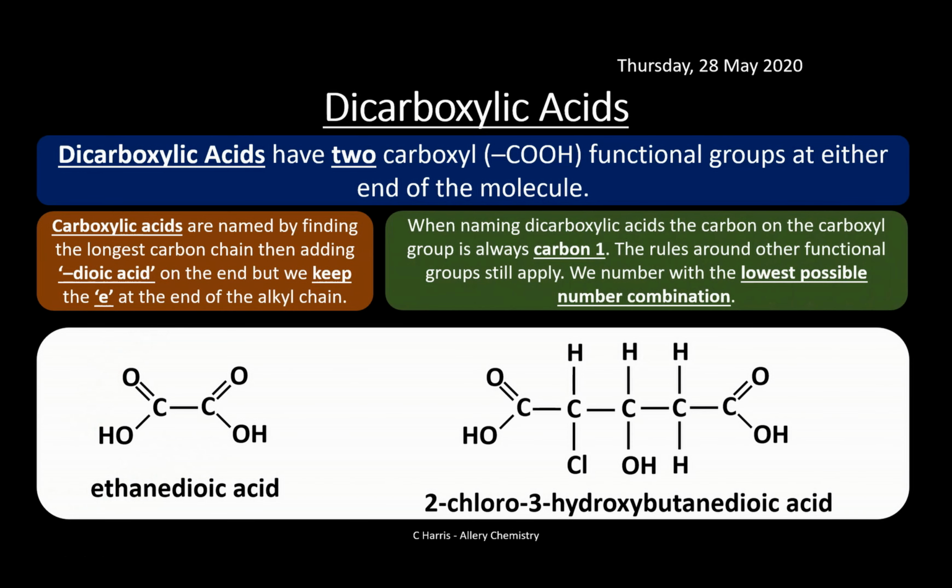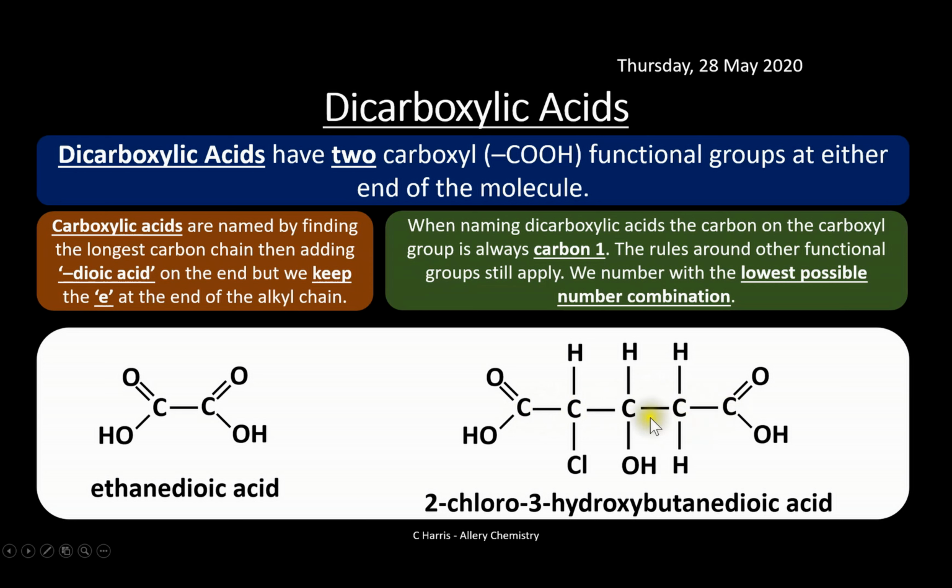And then when naming dicarboxylic acids, the carbon on the carboxyl group is always carbon 1, just the same as carboxylic acids, and the rules around other functional groups still apply. So we number with the lowest possible number combination. Okay, so in this example here, this is going to be carbon 1, this one here, and that's going to be 2, 3, 4, 5. Not the other way around.